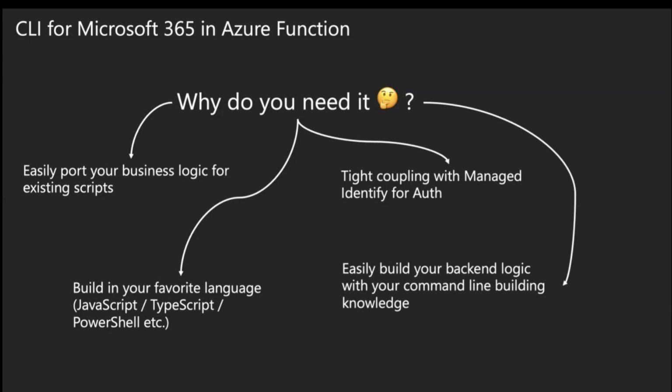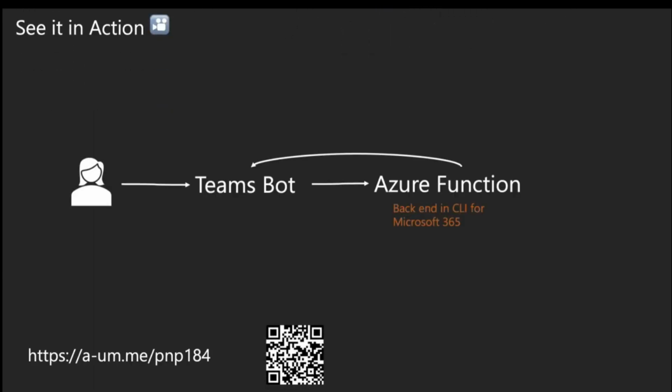Then, like I mentioned, if you have already defined backend logic, you can easily port it to your Azure Function and deploy it so that any of your front-end facing applications can easily consume it. All right, so what we'll do is quickly show a demo of that. What we're going to show is that we have a Teams bot as a front-end facing application.